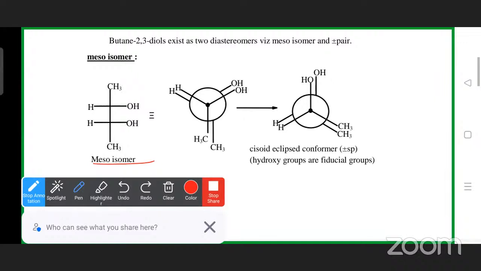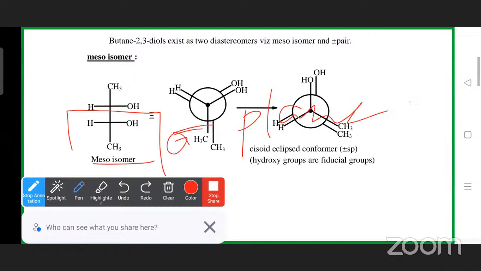The meso compound is optically inactive, right? Because here a plane is there, right? So the plane of symmetry is here, the sigma is there. Sigma is the plane of symmetry here. Okay, plane of symmetry is present. So if plane of symmetry is present, then it is optically inactive here.